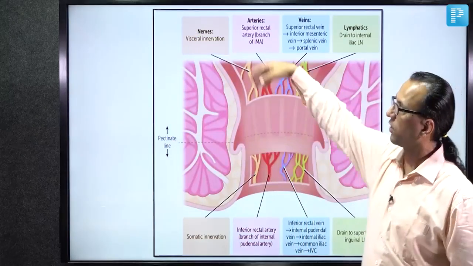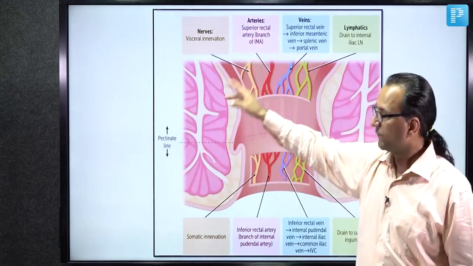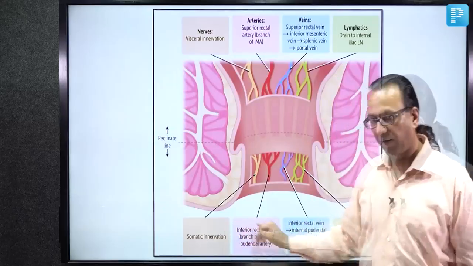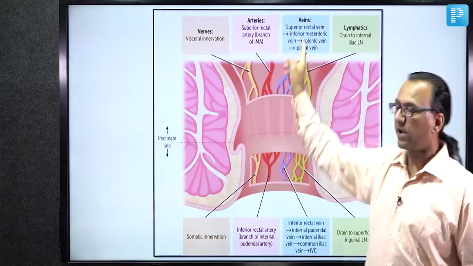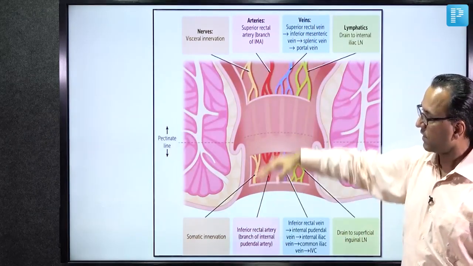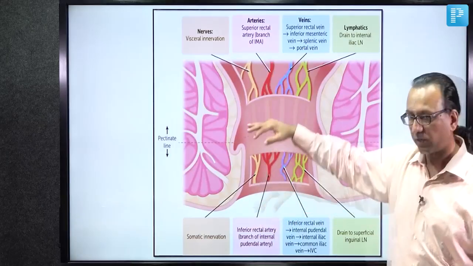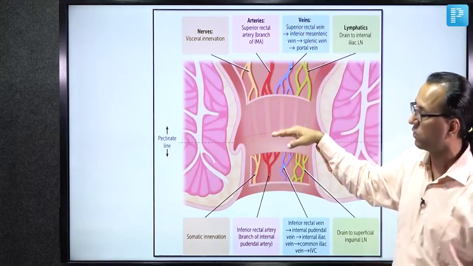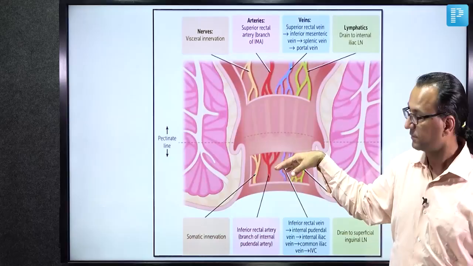Now, when it comes to the arteries, it is the superior rectal artery, a branch of the inferior mesenteric artery, from the abdominal aorta. But below this, you will find there is the inferior rectal artery, a branch of the internal iliac artery in the pelvis region. Above this, there is the portal venous circulation because the superior rectal vein drains into the inferior mesenteric vein into the portal vein. Whereas below this, you will find that the inferior rectal vein drains into the internal iliac vein and towards the inferior vena cava. This is the systemic circulation, and there will be portal circulation. So there will be a portosystemic anastomosis, which we'll be looking at in detail.